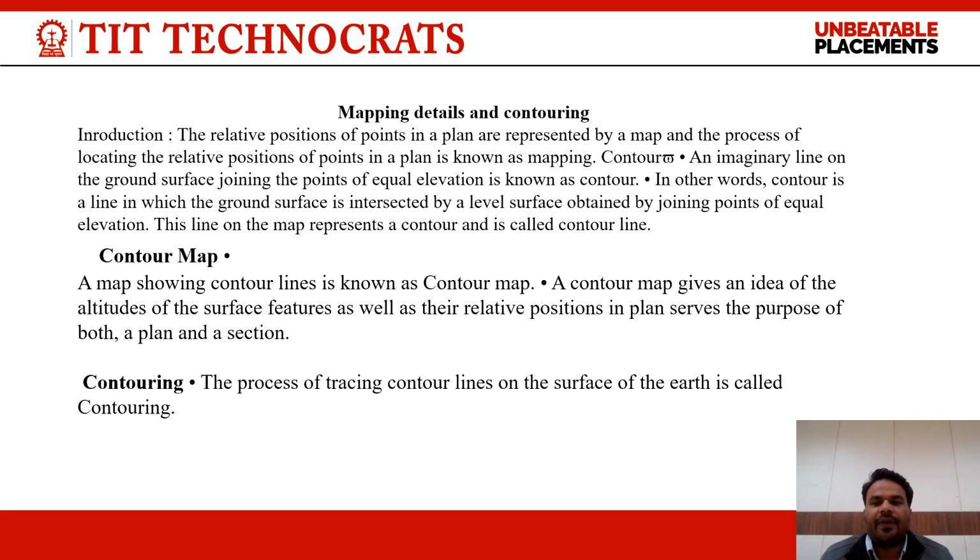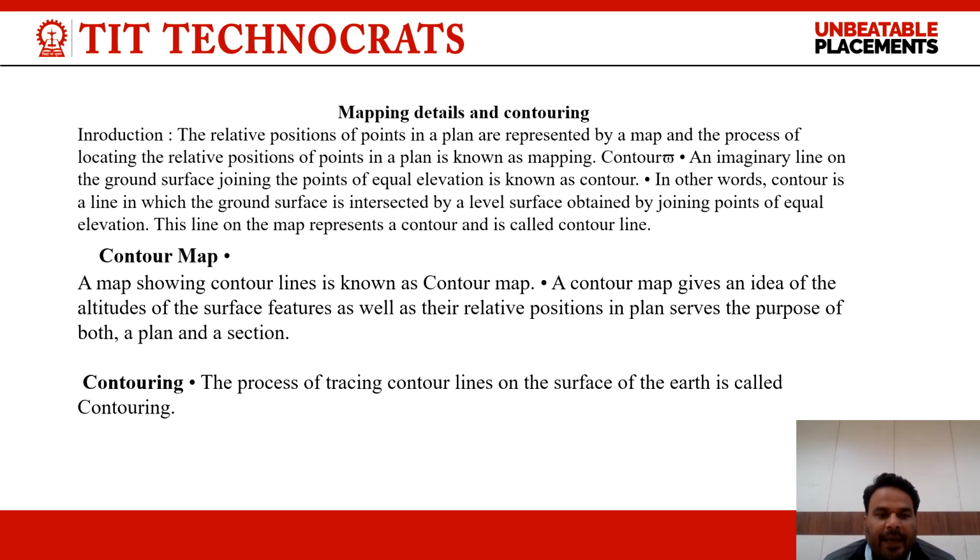Plan are represented by a map and the process of locating the relative positions of points is known as mapping. An imaginary line on the ground surface joining the points of equal elevation is known as a contour. In other words, a contour is a line in which the ground surface is intersected by a level, obtained by joining points of equal elevation. This line on the map represents a contour and is called a contour line.